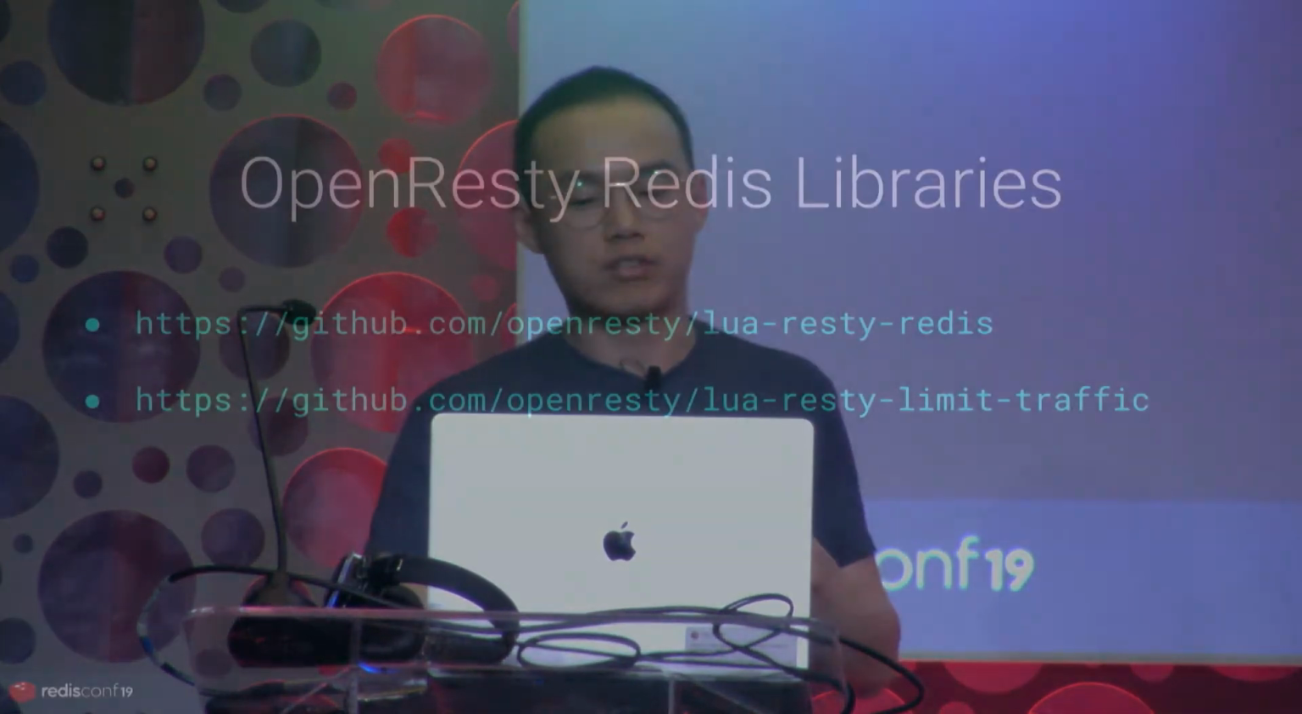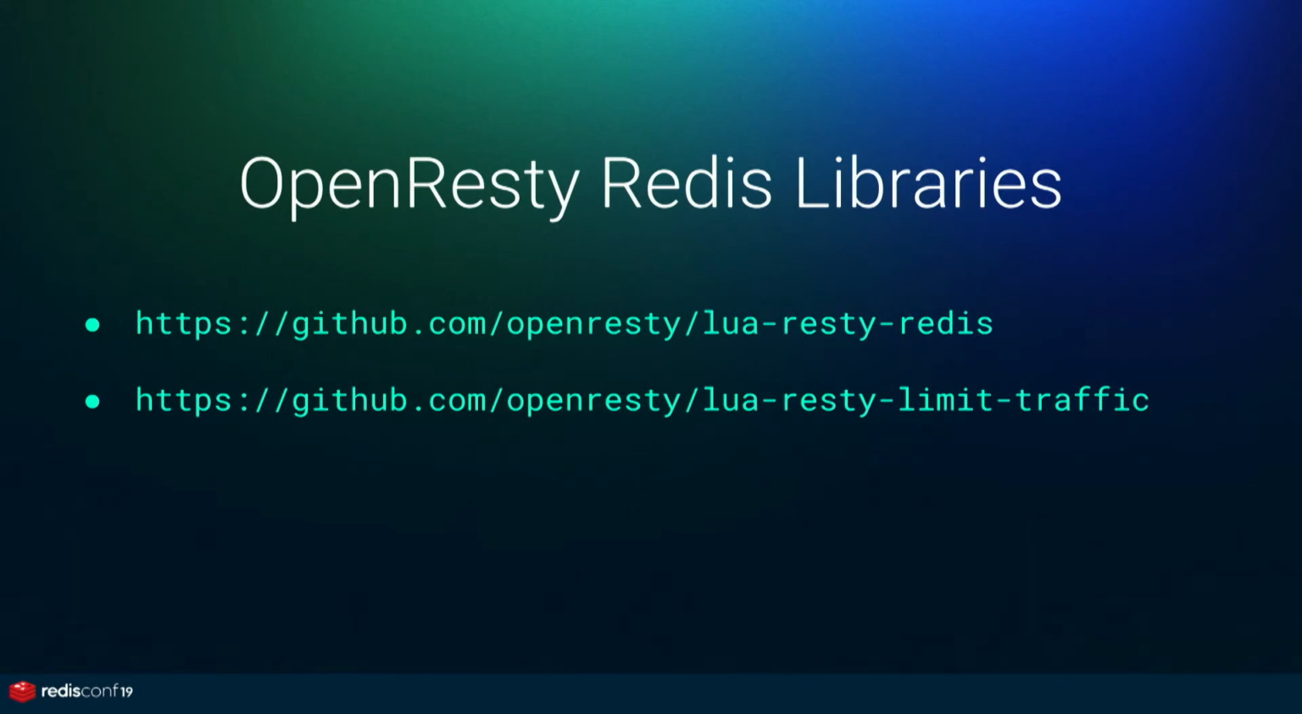The first one is the Redis library, which you can use to call and check your Redis. The other one is Redis limit traffic. What this library does is give you a fast way to get your hands on it and develop your own OpenResty rate limiting software using OpenResty.